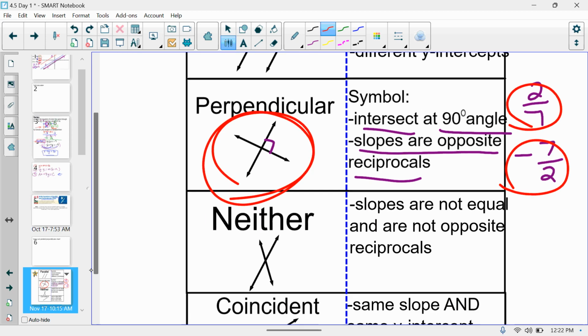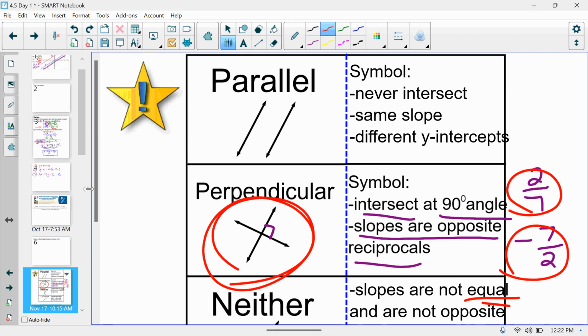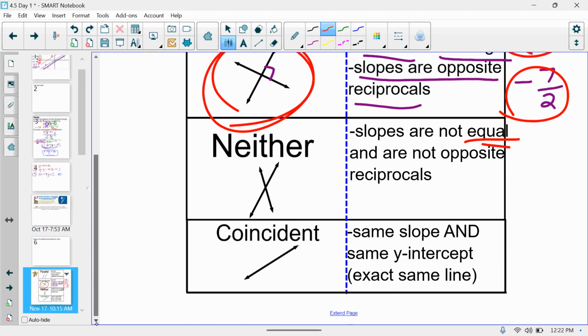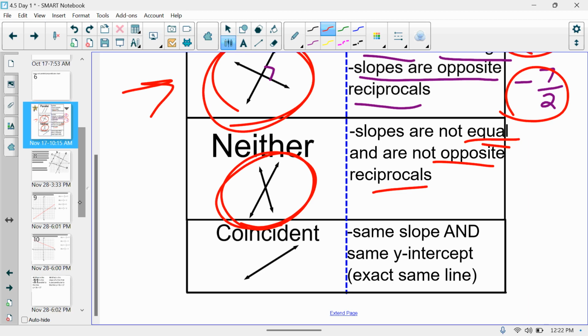So if the slopes are not the same, so they wouldn't be parallel, and the slopes are not opposite reciprocals, so they're not perpendicular, then this is what's going to happen. They're going to cross, but it's not going to be at a right angle. Like, see how if I mark that angle, that looks like it's more than 90 degrees, okay? So if they're not the same and they're not opposite reciprocals, they're just going to still cross at some point, but they're not going to cross at a right angle, okay? So those are the 4 situations that can happen.